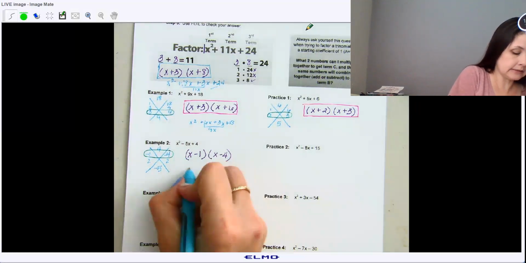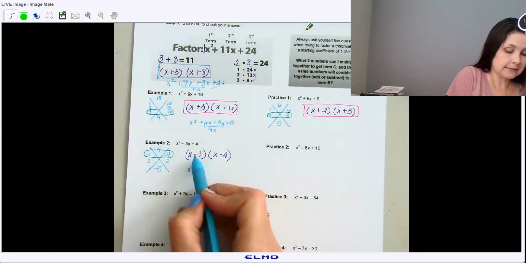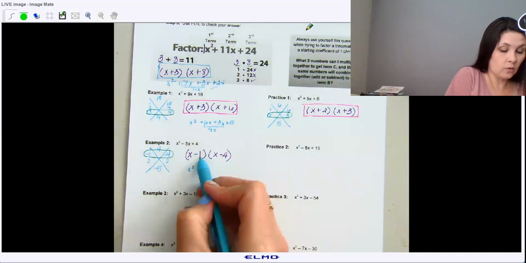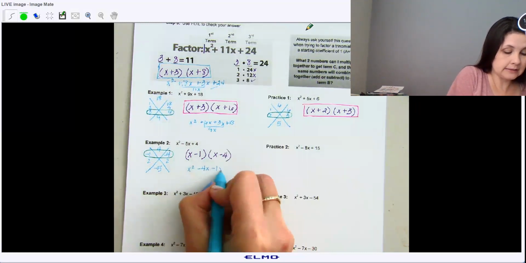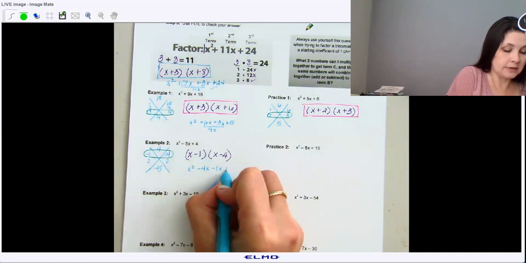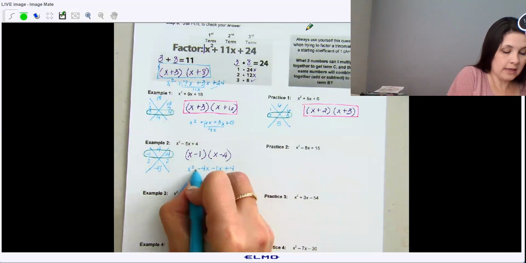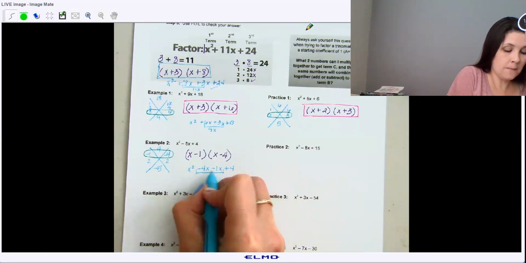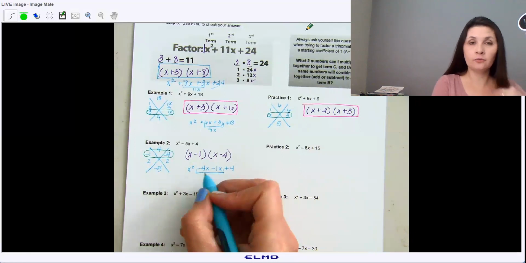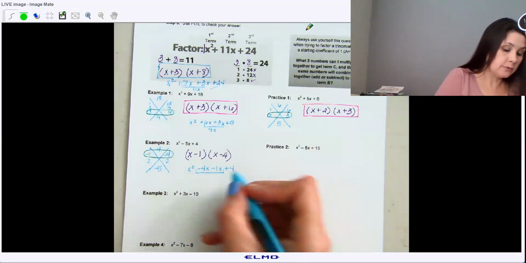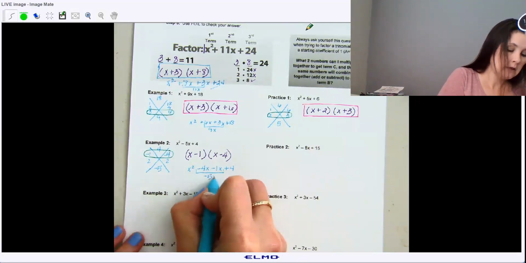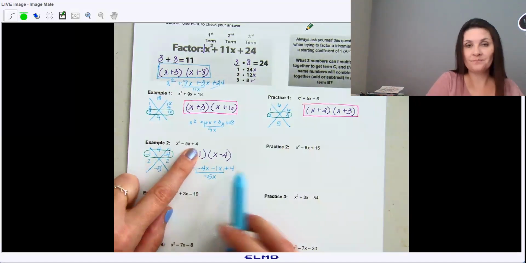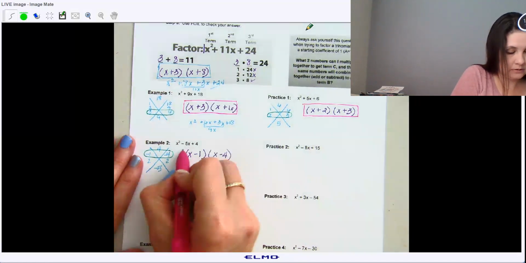X times x is x squared. X times a negative 4 is a negative 4x. Negative 1 times x is a negative 1x. And negative 1 times a negative 4 is a positive 4. And then when I add these together, negative 4 minus 1 is the same as negative 4 plus a negative 1, gives me a negative 5x. And x squared, negative 5x, positive 4. Okay, that's my answer.